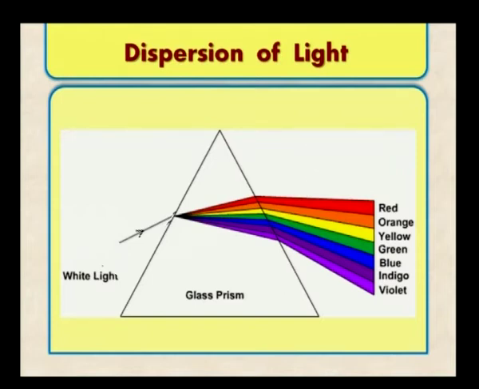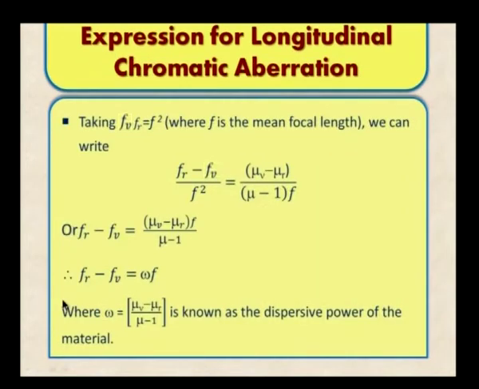The violet is getting displaced to a larger angle compared to the red light. So, that is the reason why the different colors do not come to a focus at the same point. It is because of dispersion when white light is passed through a lens. Now, therefore, you write f r minus f v is equal to omega times f. This is an important relation. The longitudinal chromatic aberration will be the dispersive power times the focal length.